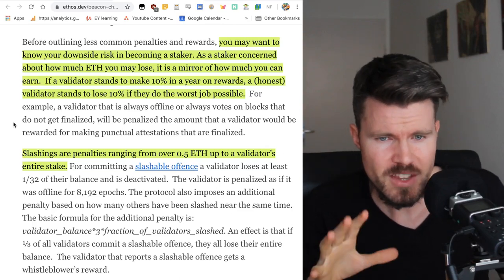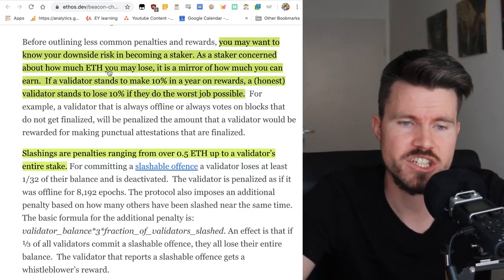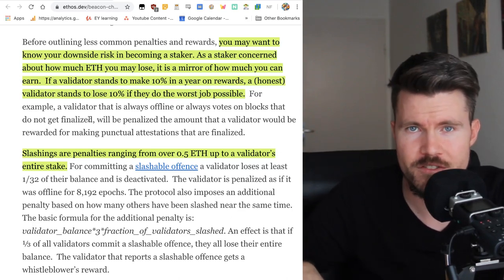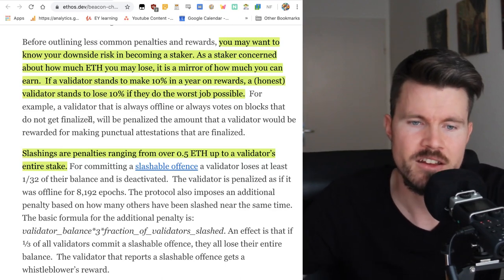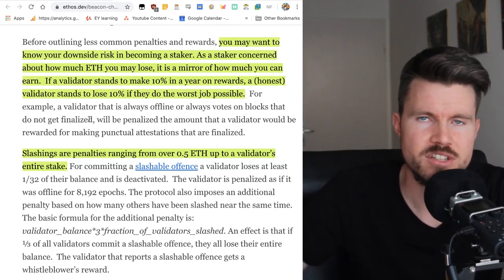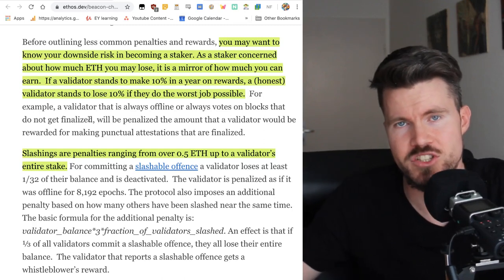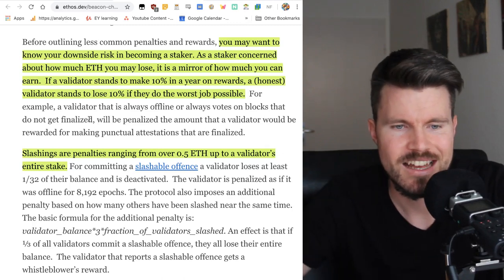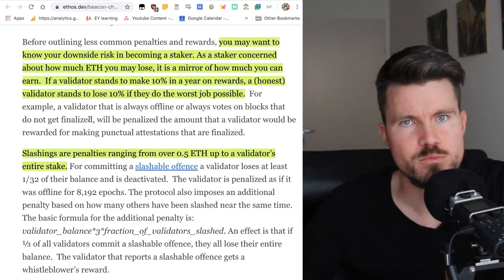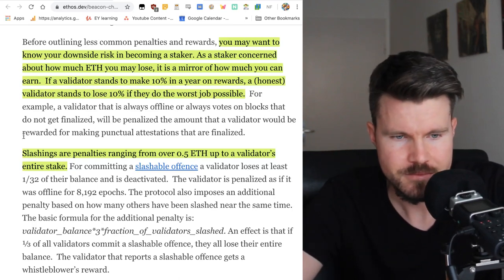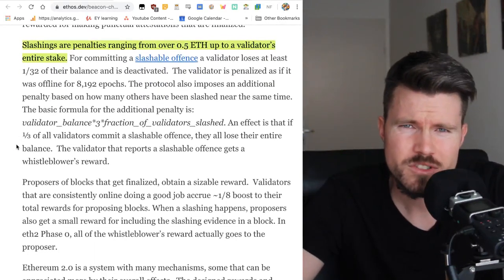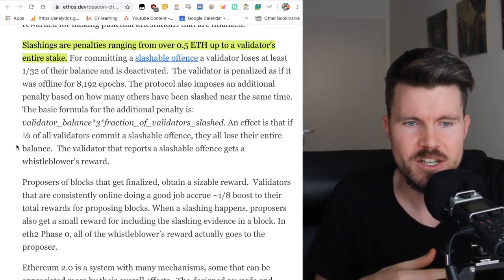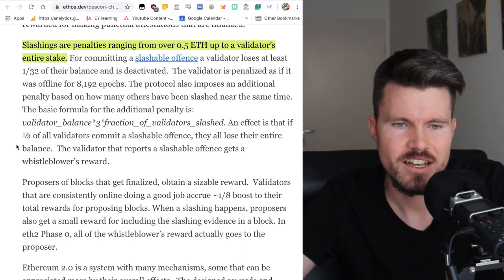So as a staker concerned about how much ETH you may lose, it's basically the same amount of ETH that you can gain by staking. So if you can gain around 10% of ETH per year, well, that's how much ETH you can lose per year if you're, for example, inactive, or you do the worst job possible as a validator. And slashings, well, slashings are really bad. Their penalties can range from 0.5 to, well, basically the entire stake that you've got.